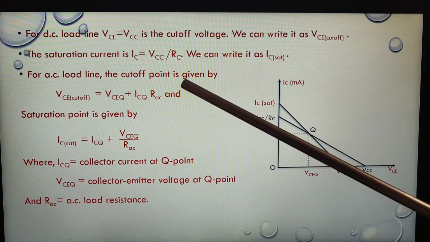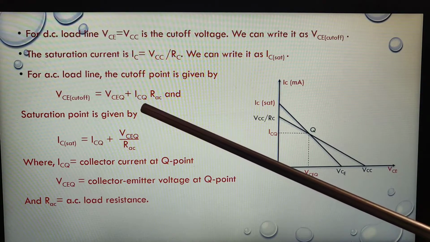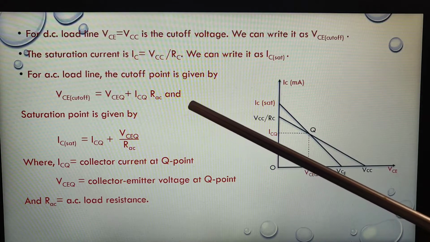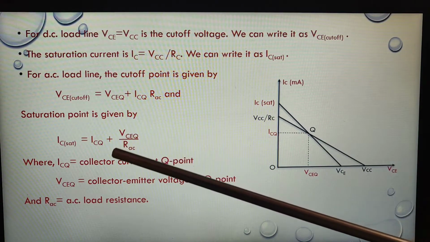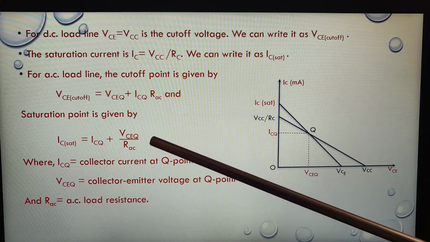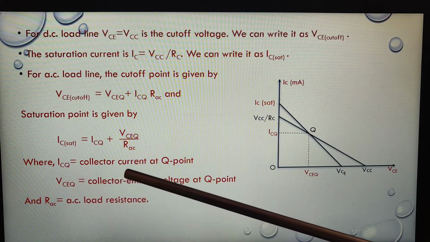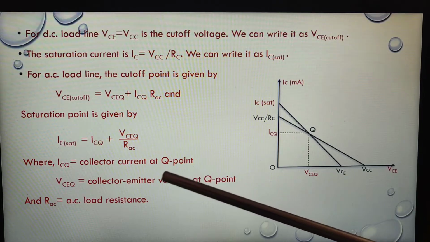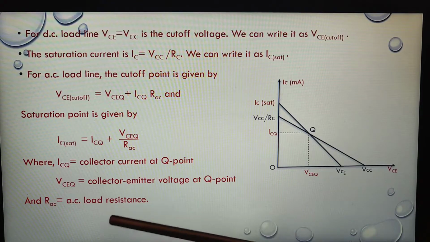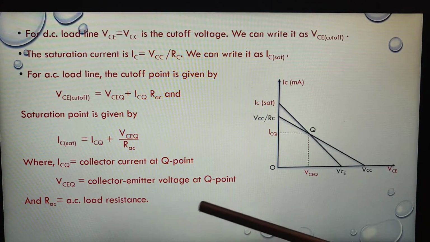For the AC load line, the cutoff point is given by VC cutoff equal to VCEQ plus ICQ into RAC, and the saturation point is given by IC saturation equal to ICQ plus VCEQ upon RAC, where ICQ is the collector current at Q point, VCEQ is the collector emitter voltage at Q point, and RAC is the AC load resistance. Okay.